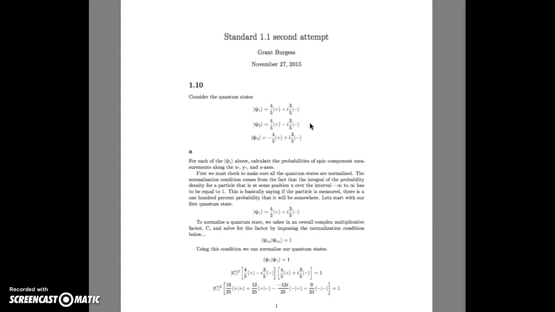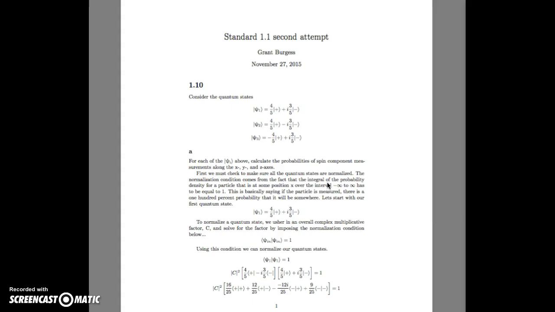normalized. So the normalization condition comes from the fact that the integral of the probability density for a particle that is at some position x over the integral negative infinity to infinity has to be equal to 1. This is basically saying that if a particle is measured, then there's a 100% chance that it has to be somewhere. Let's start with our first quantum state, which is shown right here.